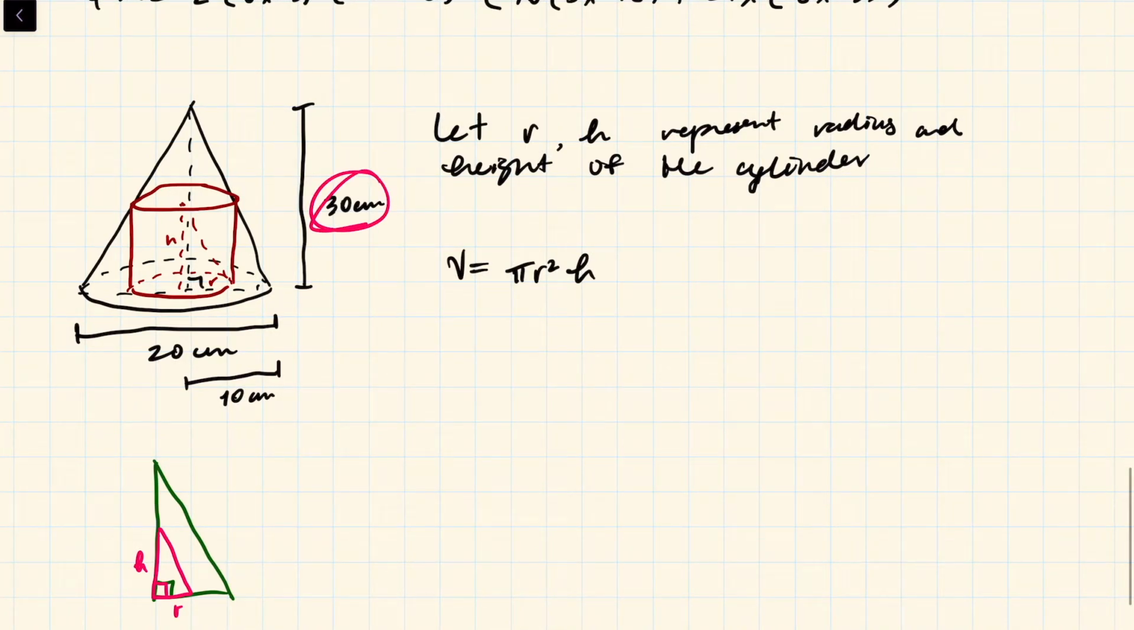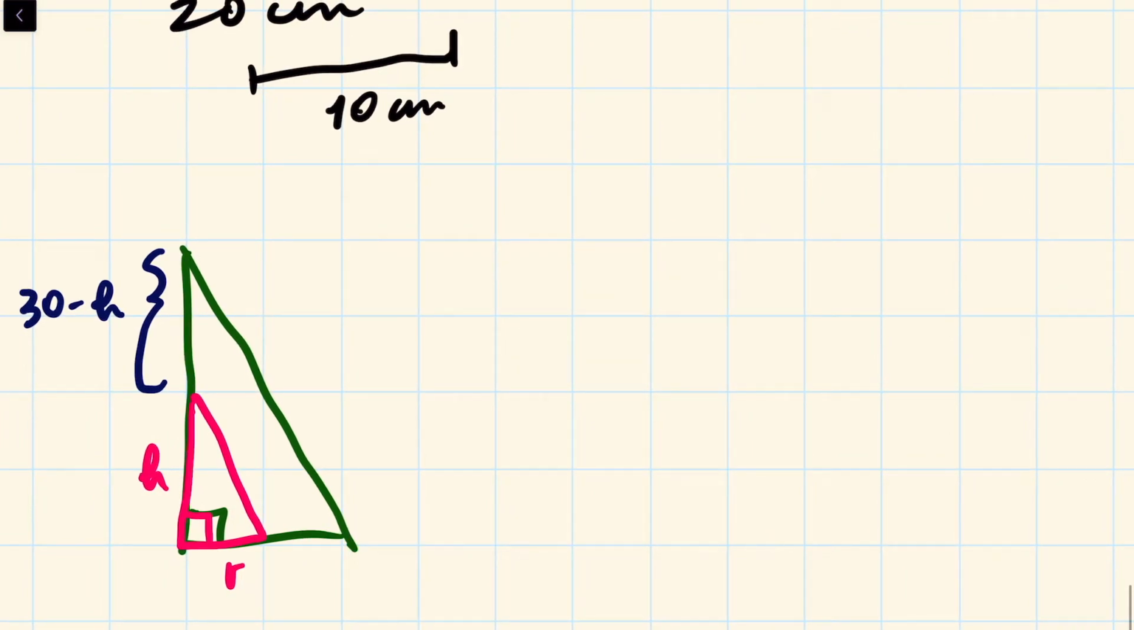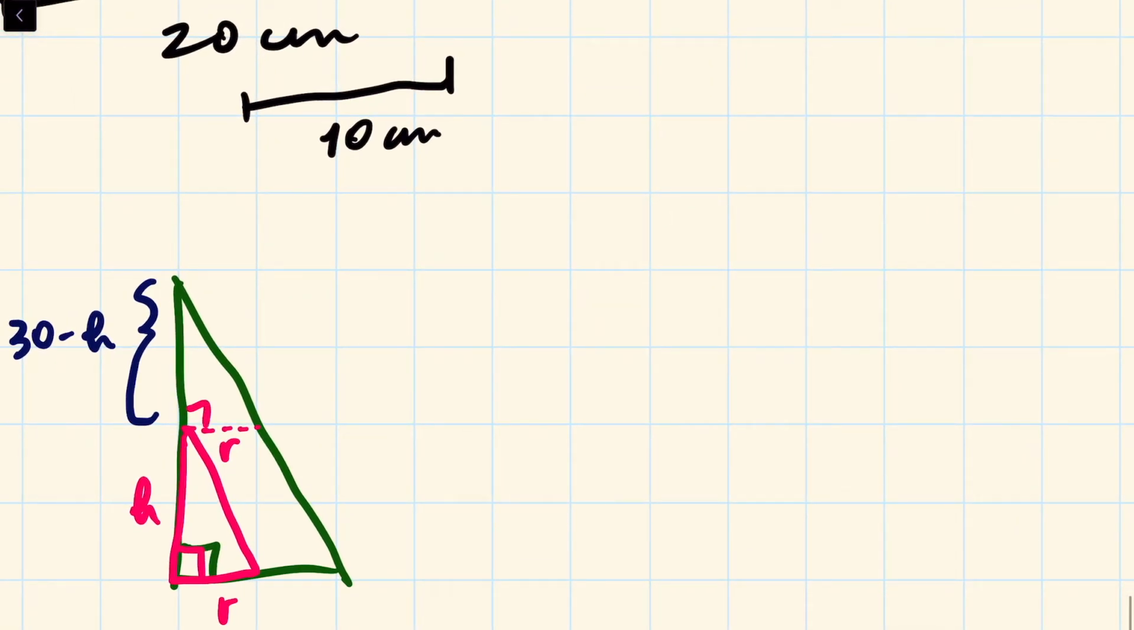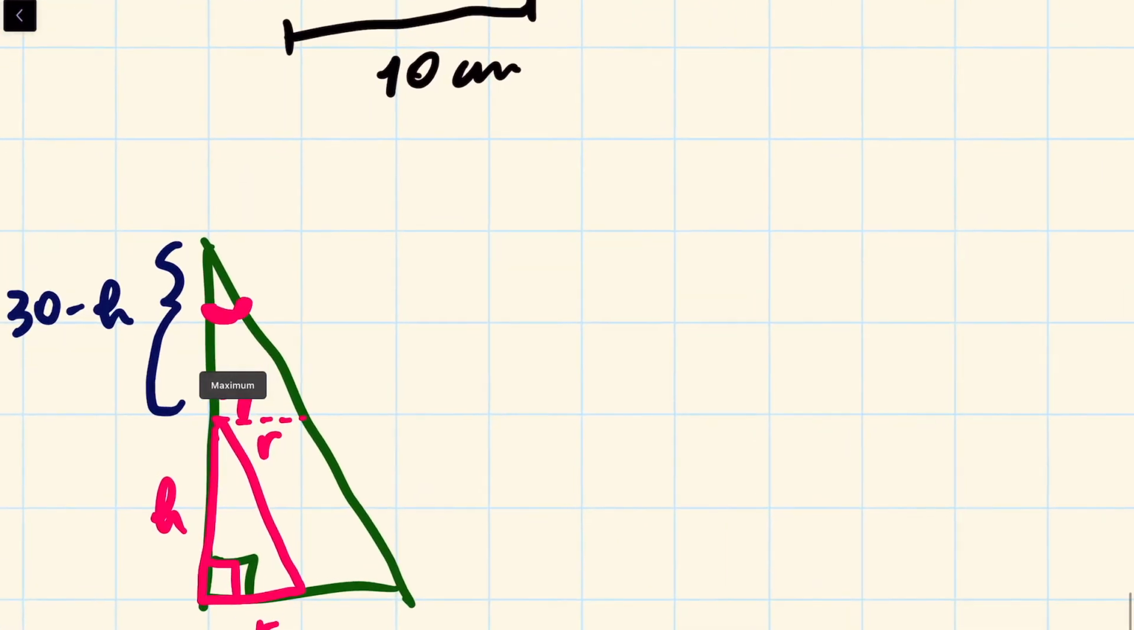And since we know the whole height is 30, we know this little segment here is 30 minus h, right? And we also know, or I suppose I'll put r up here, this is also r here. And so the similar triangles there. Okay, and we know they're similar now because they share an angle here and another angle, the 90 degrees, right? So if all angles are the same in two triangles, they're similar.